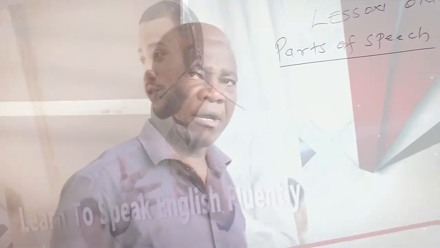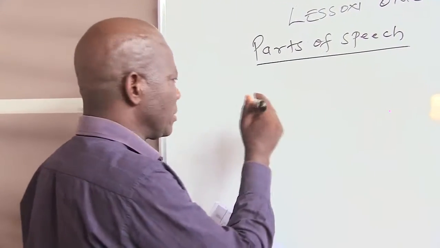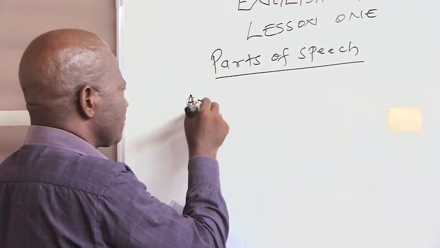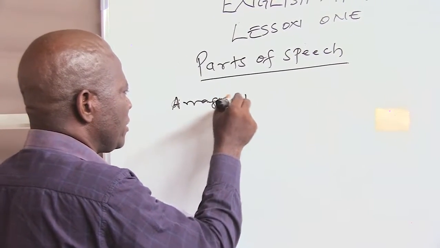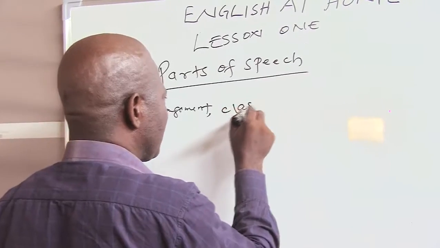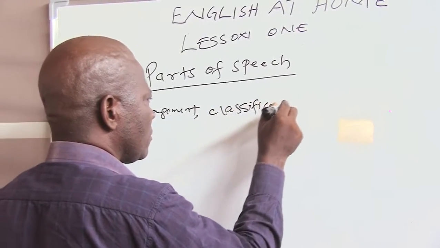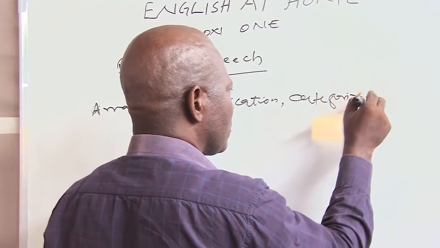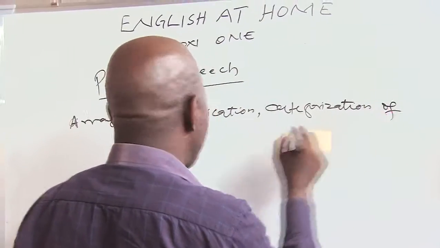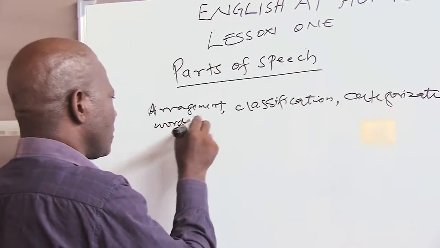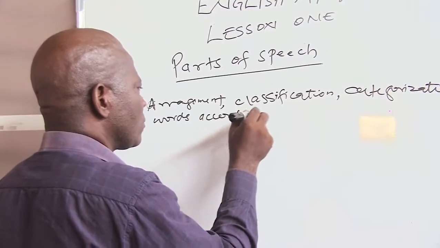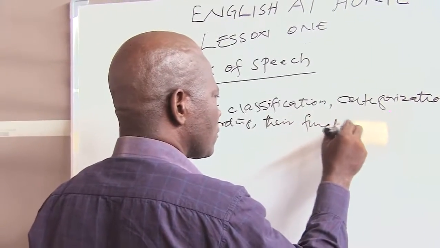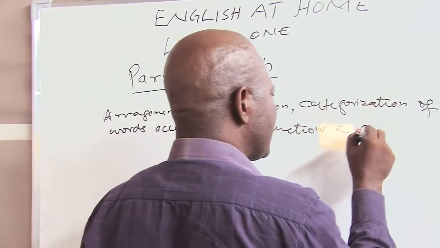Okay, so what do we mean by parts of speech? Let's just try to explain what parts of speech means. Parts of speech is, you can call it either the arrangement, you can call it classification, if you like, you can call it categorization of words according to their functions in sentences.